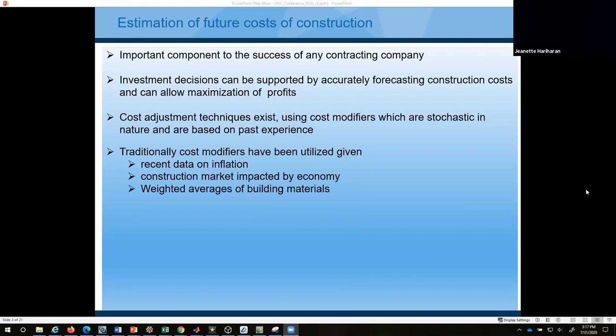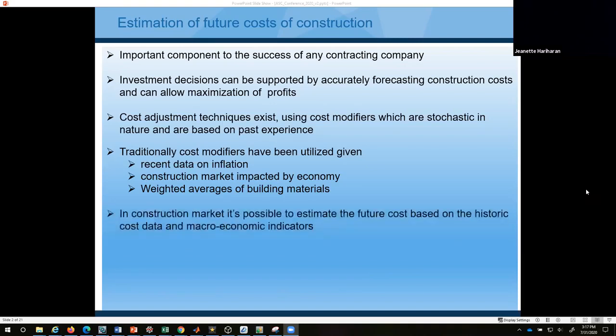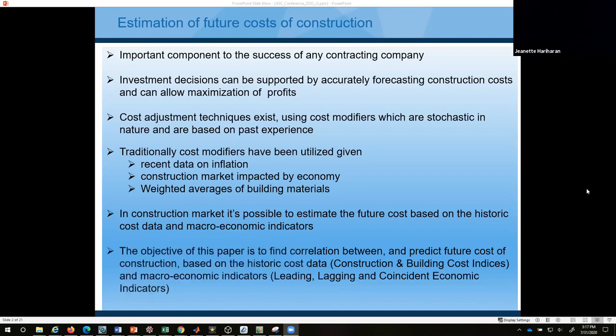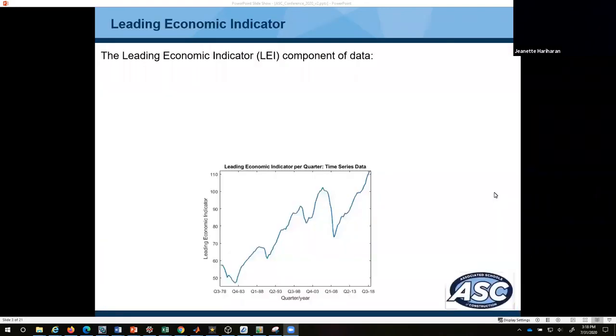We set out to prove by this research that it's possible to estimate the future cost of construction based on historic cost and macroeconomic indicators. The objective of this paper is to find the correlation between, and predict future costs of construction based on, the historic cost data, which is found in a database for construction and building cost indices, and economic indicators, basically the leading, lagging, and coincident economic indicators.